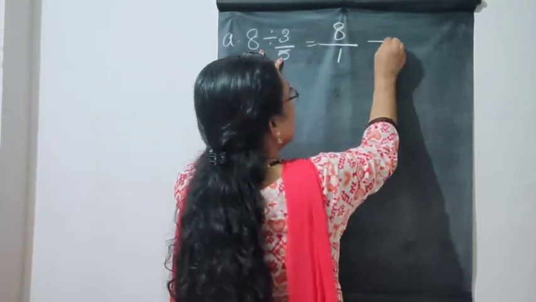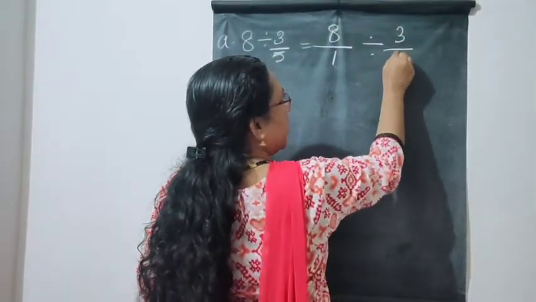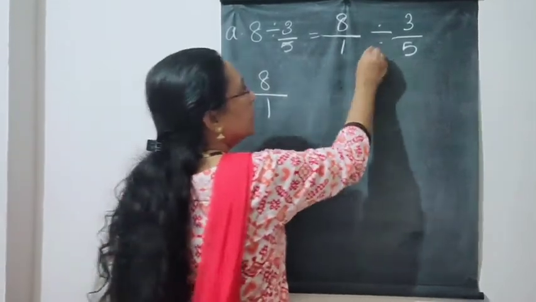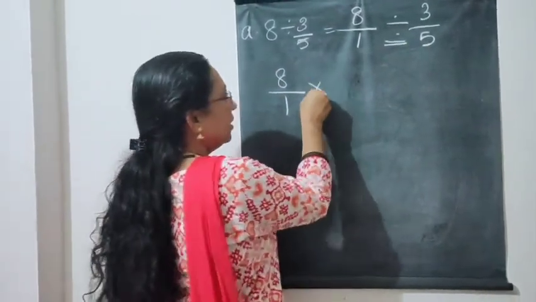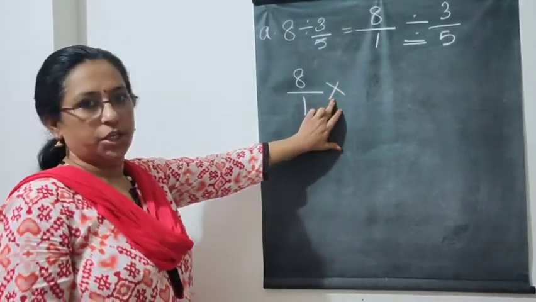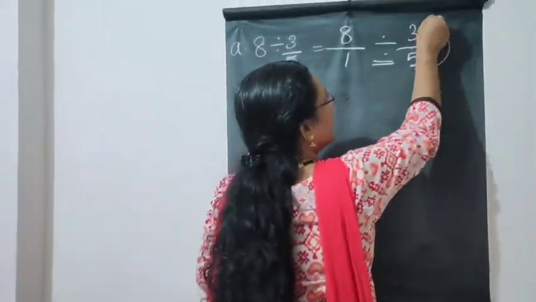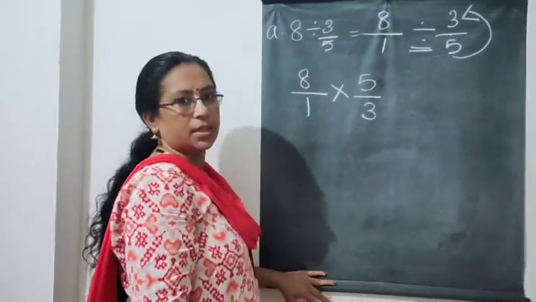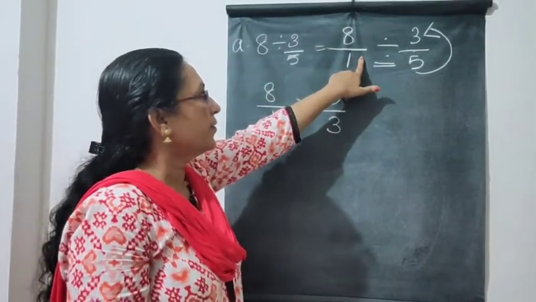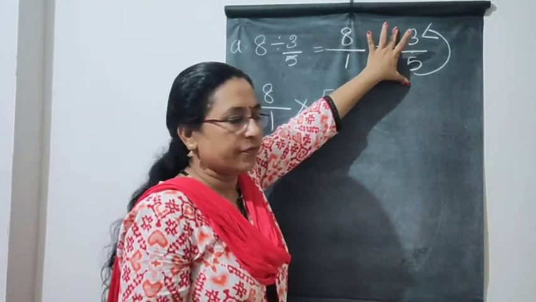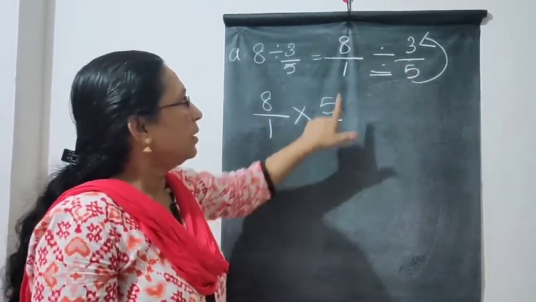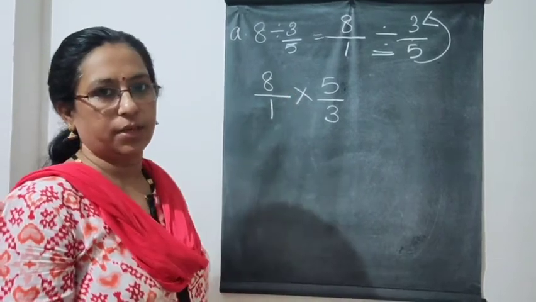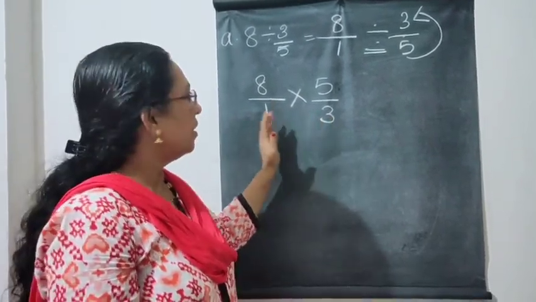Okay. Now next, divided by 3 by 5. Next step, again write down 8 by 1, and this division symbol will become a multiplication symbol, and for the second fraction, 3 by 5, we have to write its reciprocal, that means 5 by 3. Okay, these are the steps. That means the first fraction you write as it is, and then write the second fraction's reciprocal, then write the division symbol as multiplication.